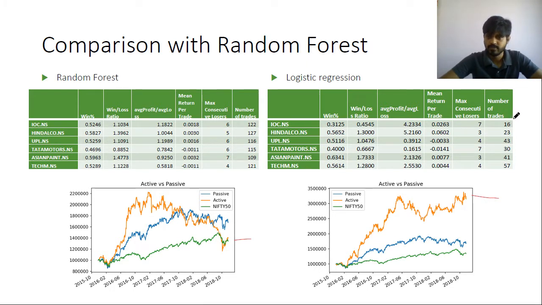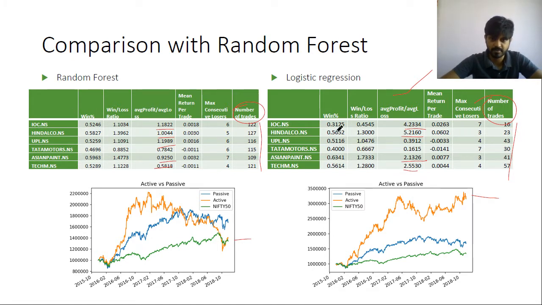Then I would like to point out the number of trades. We can see that logistic regression made a much smaller number of trades during the period. So this would help us with transaction costs. Also looking at the profit to loss ratio for the trades, we can again see that here we have numbers like 1, and here we can see 4, 5, 2, 2. So this is a place where the logistic regression is performing better.